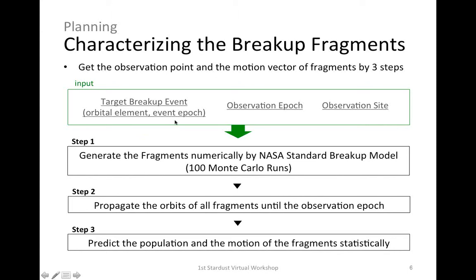In the procedure, there are 3 steps to characterize the breakup. First, the breakup event is simulated and fragments are generated by the NASA standard breakup model. The breakup is simulated 100 times by Monte Carlo runs. Second, the orbits of fragments are propagated until the observation epoch. Finally, the population and the motion are predicted statistically from the propagated orbits.